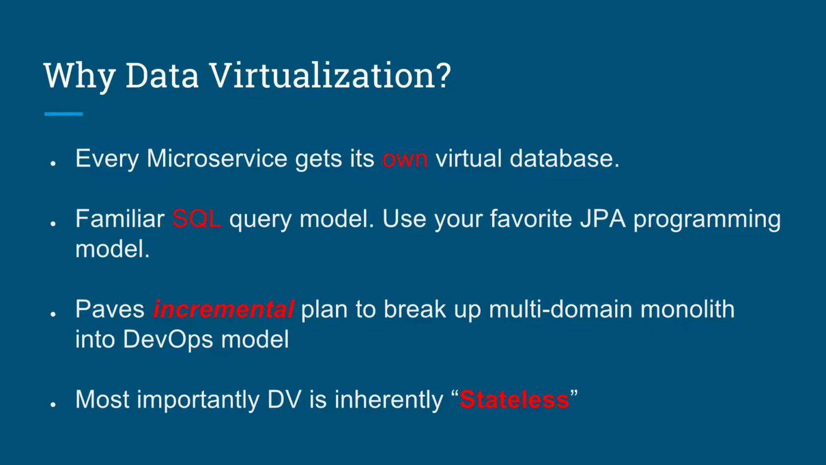And we have a JPA layer on top of it. You can add a JPA layer on top of it and use the JPA model on that. So it provides an incremental approach to your move to a microservices architecture, rather than let's throw away our monolith and start all fresh. So it's much less risky. And DV is inherently stateless. That means that you can scale it with your application however you need.